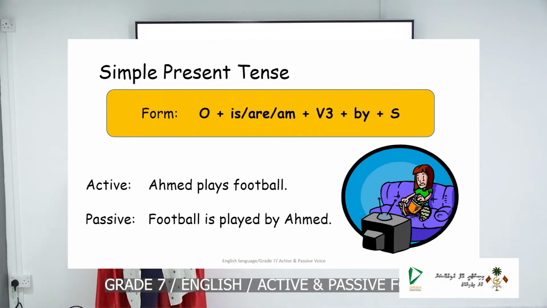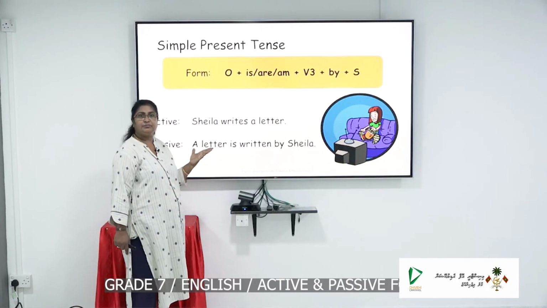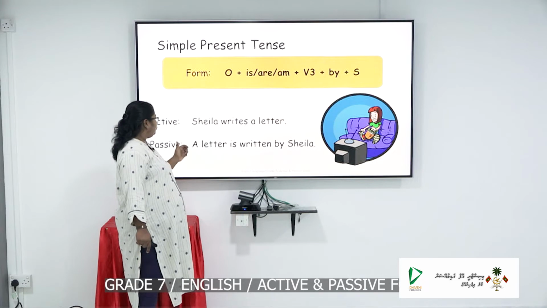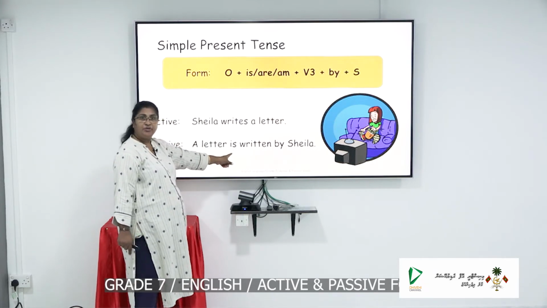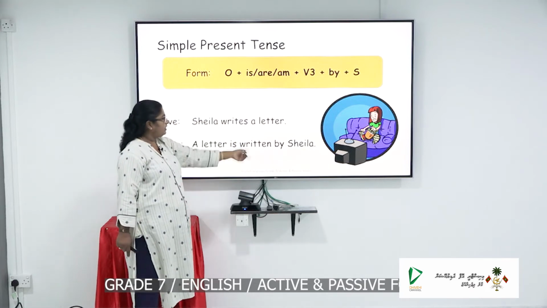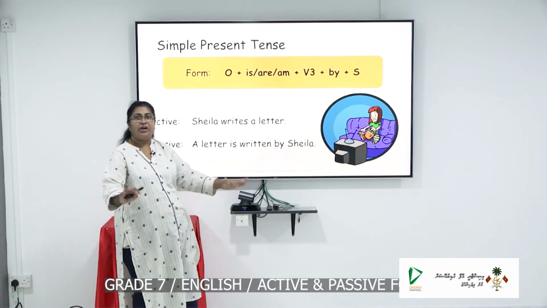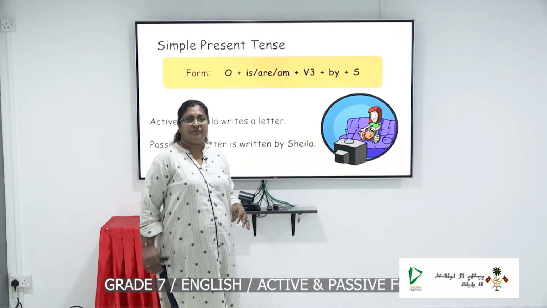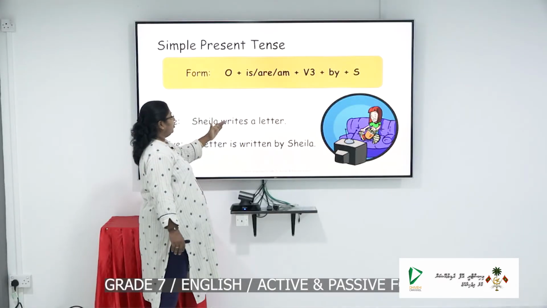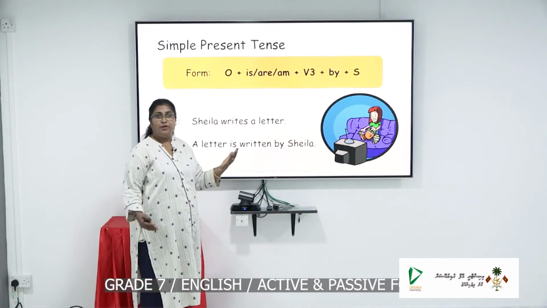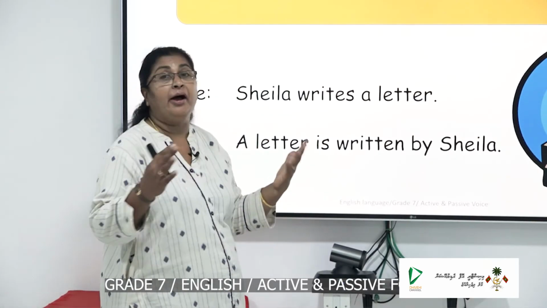Now you can see one example given here. Sheila writes a letter. In passive you can write: a letter is written by Sheila. See, the object, is the helping verb, written is the past participle, by Sheila. You have a lady sitting in front of a television. You can form a sentence. Aminat watches a movie. So when you change to passive, a movie is watched by Aminat.